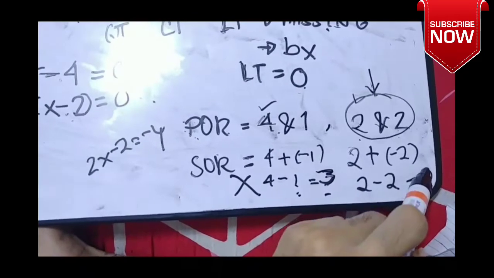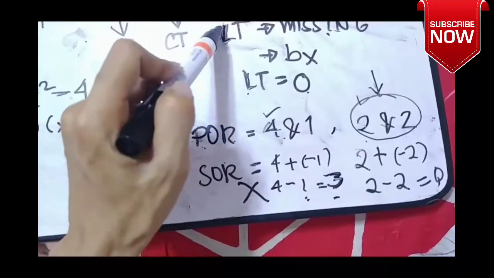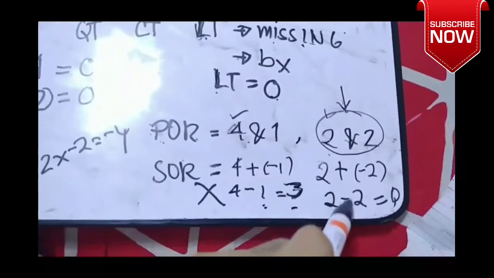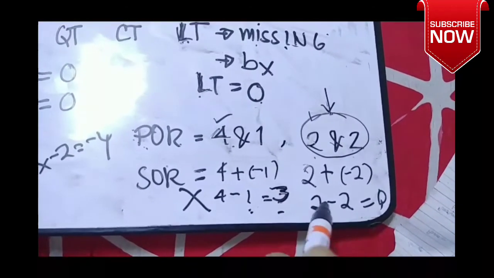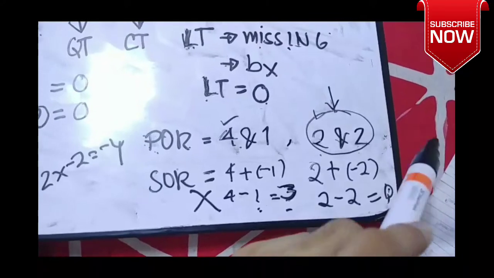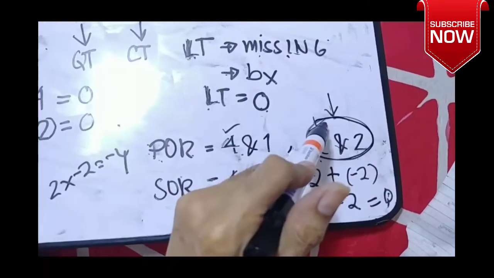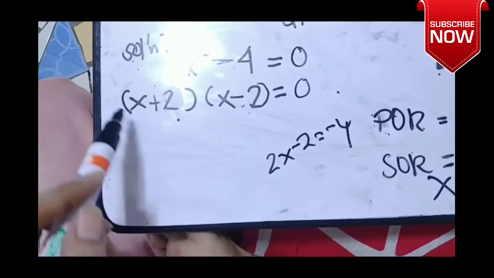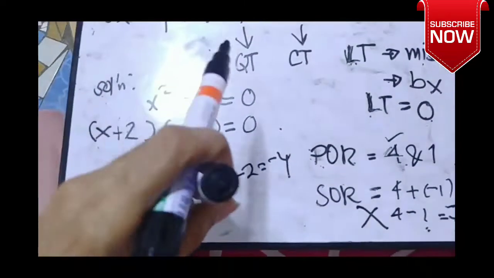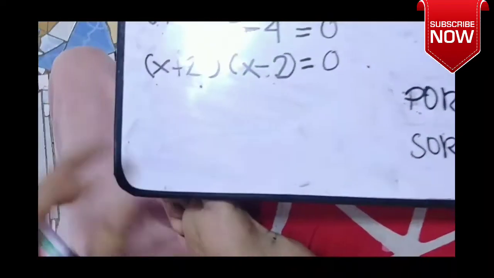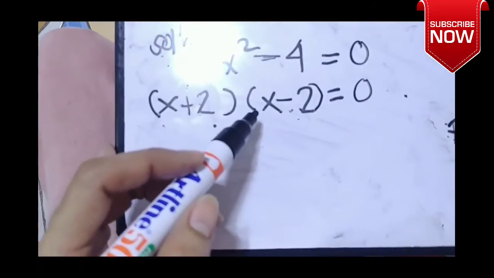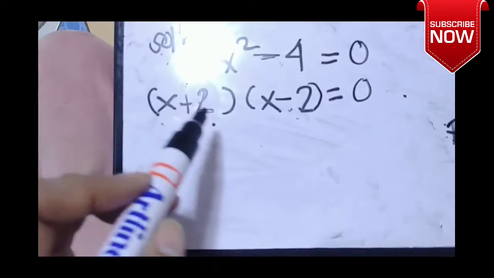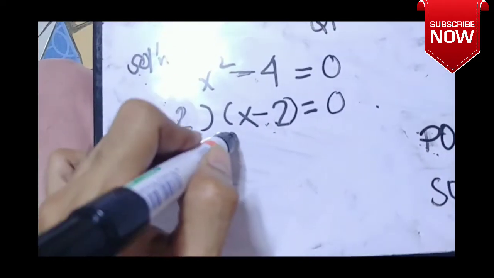0. And based on our explanation, if linear term is missing, therefore linear term must be 0. And based on the solution, 2 minus 2 is equal to 0. Therefore, ang assumption natin na 2 and 2, yan ay tama. Okay, so therefore, ilalagay na natin siya dyan. Since tama na yung sagot natin, factoring natin, so, gagawa tayo ngayon ng division.